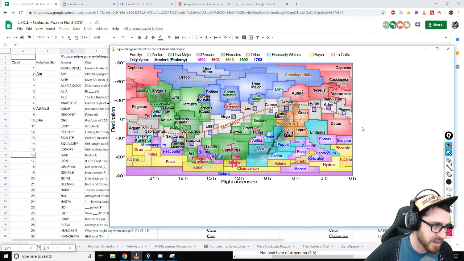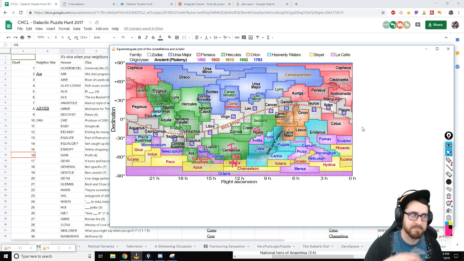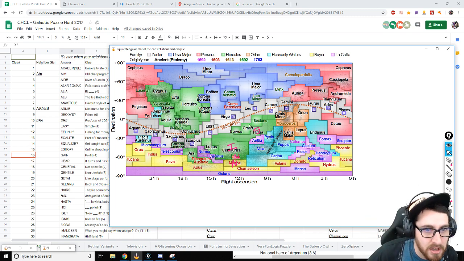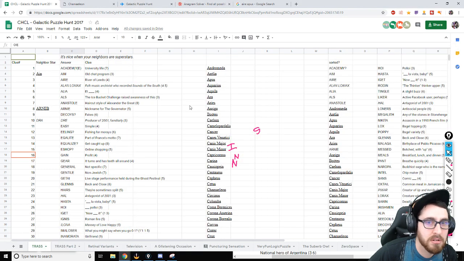The zodiac signs are not a part of the 88 constellations. The zodiac sections are not a part of our 88 constellations. Did I look at it wrong? Where's Aquarius? I don't see Aquarius there.